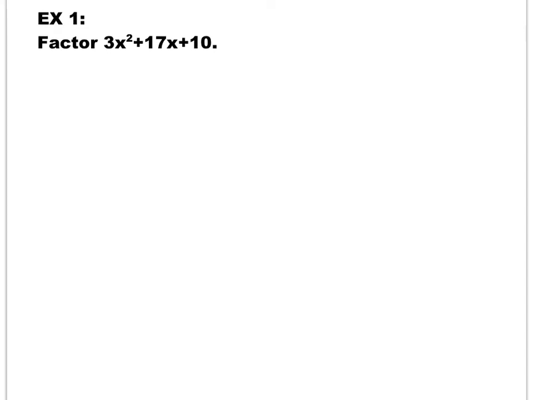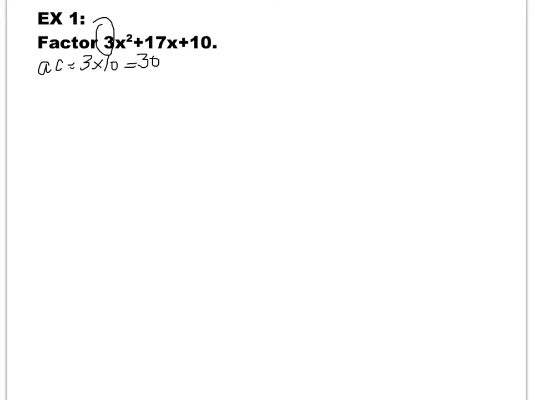In the first example, we have to factor 3x² plus 17x plus 10. You can see that there is no common factor, so we can't do anything, and also the leading coefficient is 3, so we can't use the sum and product. So we find the product AC, which is 3 times 10, which is 30.